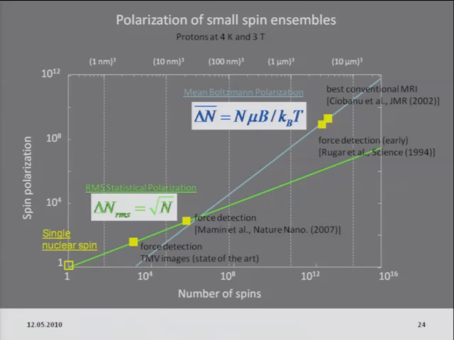Okay, and so in the experiments that I will talk about today, essentially we were very much in the regime where the statistical polarization was much, much larger than the mean Boltzmann polarization. So if you think of the polarization as some kind of Gaussian, the mean of the Gaussian is very close to 0, but the width of it is much larger than the mean, and we actually measure the width of that Gaussian.